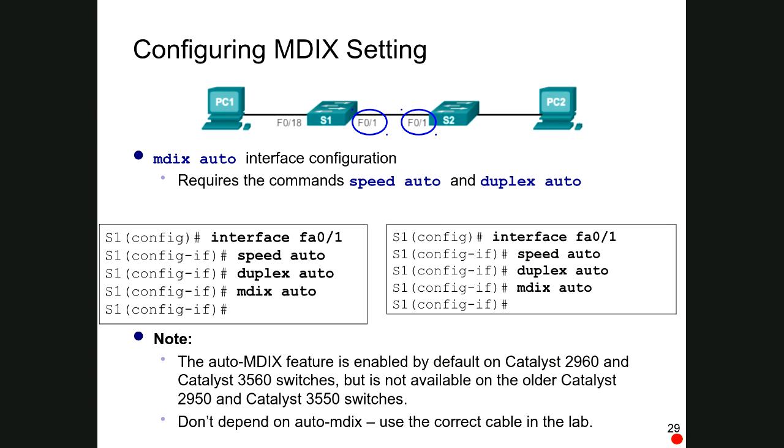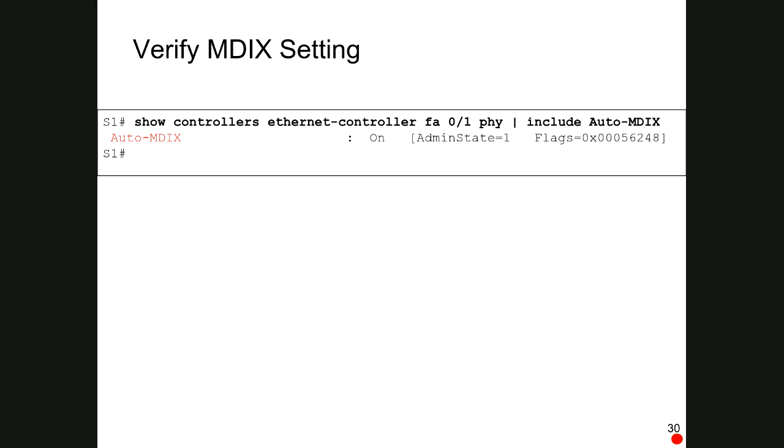So that's why in the lab we have both crossover cables and the little gray brown ones. We have straight through Ethernet cables, the yellow ones, and we have the flat cables, the rollover cables that we use for connecting to the console ports. So we can verify this with a show controllers command, and it'll tell you that auto MDIX is on, which is the default for this.